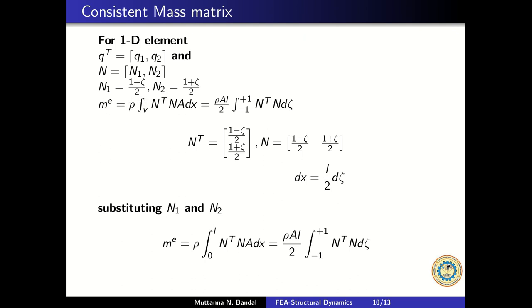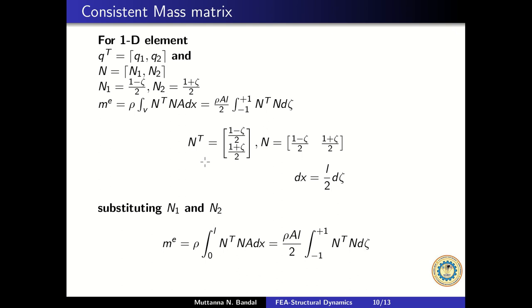Now Me is equal to rho into integral over V of N transpose N into area into dx. A into dx will give the dV volume. So that can be written as rho into A into integral, with L by 2. This L by 2 is from this equation. If I transfer the structure from global coordinate to a local coordinate system, then dx will be L by 2 into d zeta. So this dx is substituted by L by 2 into d zeta.